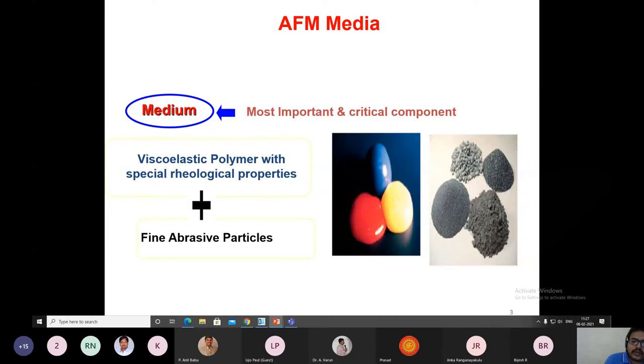Whereas if you add sand particles to your toothpaste, say Close-Up or Colgate, and mix it, what happens? Your sand particles will not settle, because your toothpaste has a certain rheological property, and it is viscoelastic in nature.